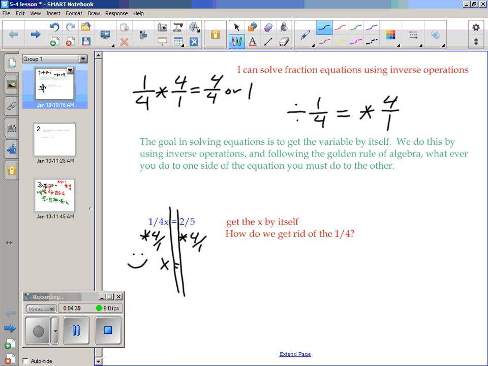Okay? So I'm going to write this so it looks a little bit cleaner for us. Right here it says 2/5, and we're going to multiply 2/5 by 4/1. Everybody agree? Okay? So we still need to do top times top. 2 times 4 is what, class? 8. 5 times 1 is 5. So x is equal to 8/5, or 1 3/5.